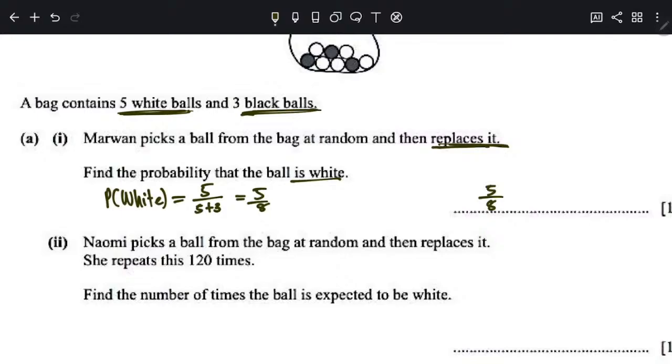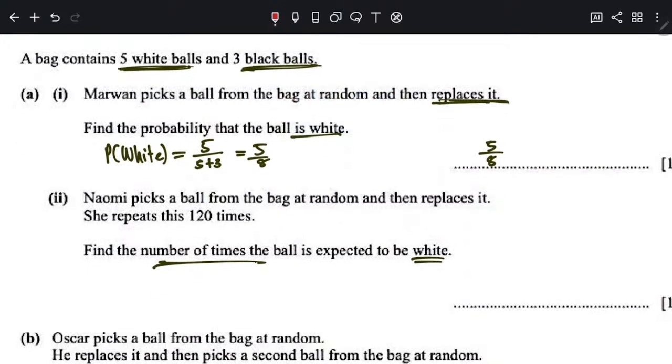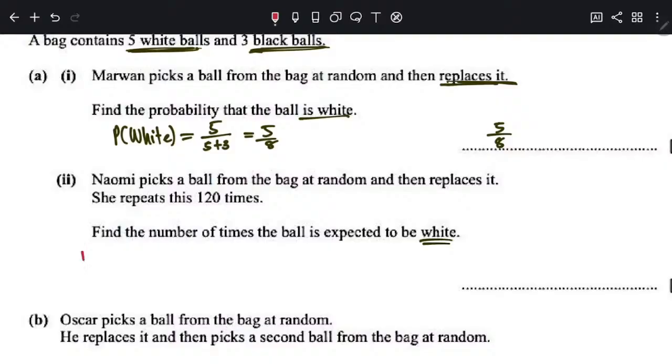Ding! Find the number of times she's to get white. Number of times, we've done it so many times. We know that once they say number of times, we use that one formula. Number of times for what? To get white, so we need probability of white. It will be the number of whites over the total number of things.